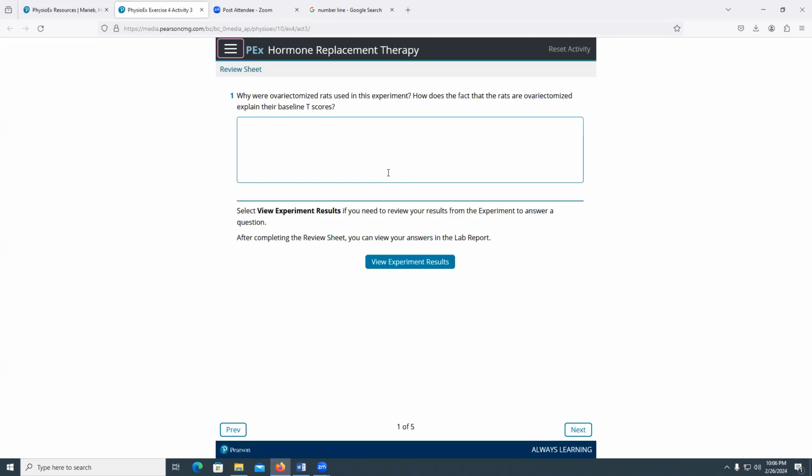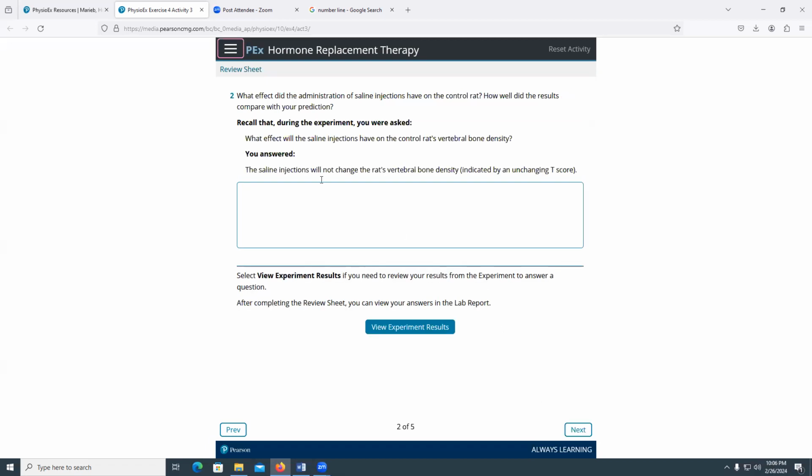What effect did the administration of saline injections have on the control rat? So that was a negative control. And how well did the results compare with your prediction? So we know that the saline was a negative control. I add it, it's a placebo, I expect nothing. So the inclusion of the saline as a negative control is to ensure that the saline has no effect. So I answered correctly. The saline injections will not change the rat's vertebral bone density, indicated by an unchanging T-score.